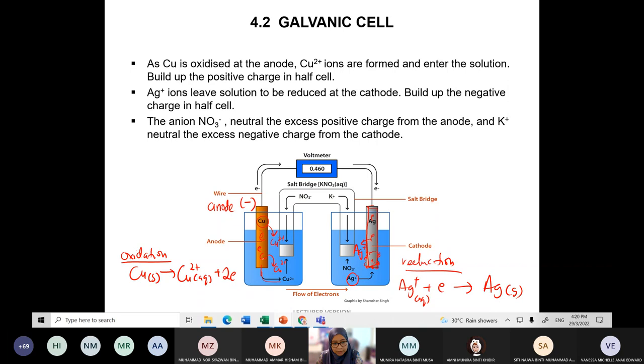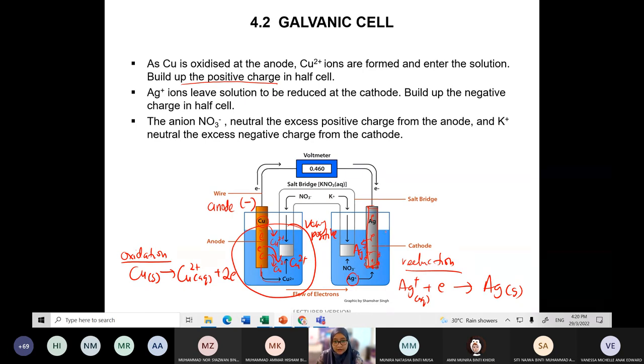Okay, so you can imagine bila copper leaving the electron on the electrode jadi copper 2 plus. Banyak yang lompat jadi copper 2 plus kan. What happened to this half cell? Okay, so banyak yang lompat jadi copper 2 plus. Okay, so this half cell will become very positive. So that very positive, this is what we call charge build up. So dia akan jadi build up of the positive charge in half cell. So dia jadi very positive.